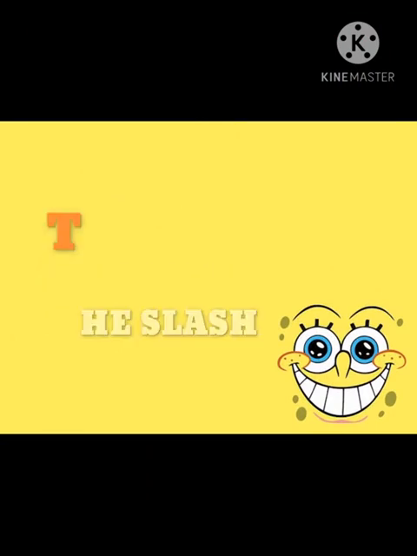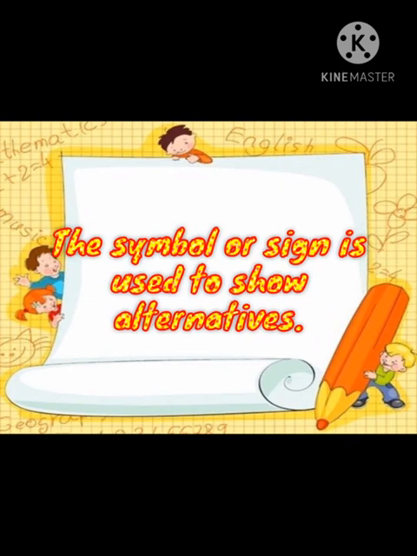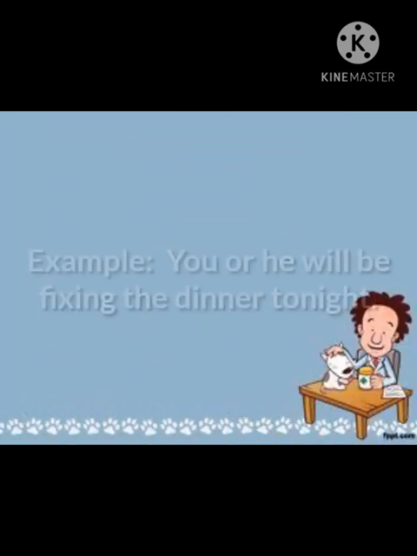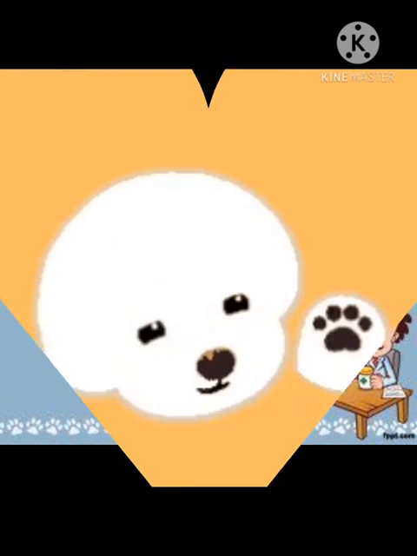Okay. The next is the slash. The slash is a symbol that shows alternative. Instead of writing or, you use the slash. You or he will be fixing the dinner tonight. Okay? If you remove the or in this sentence, you will use the slash. So the slash symbol usually shows alternative.